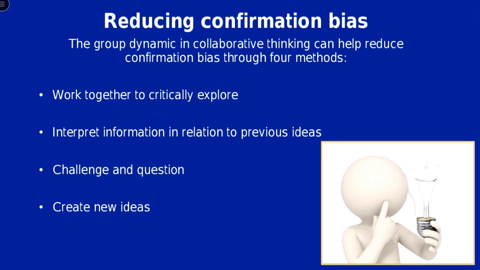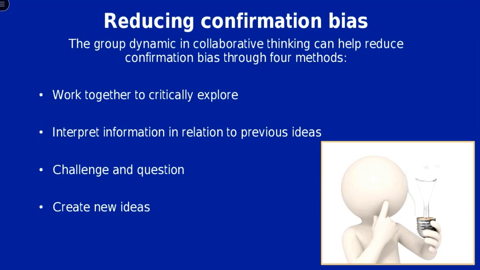In reducing confirmation bias, we have to look at the group dynamic in collaborative thinking and the ways that we can reduce that confirmation bias. Based on the textbook, this is categorized through 4 different methods: working together to critically explore, interpreting information in relation to previous ideas, challenging and questioning each other's ideas and information, and then working to create new ideas.